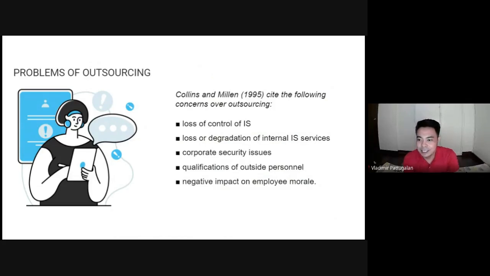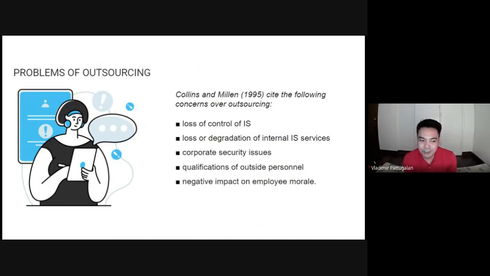And the next is loss or degradation of internal IS services. While outsourcing would give the company an opportunity to have a more experienced firm handling certain functions, that doesn't always mean that the third party will always be able to deliver.